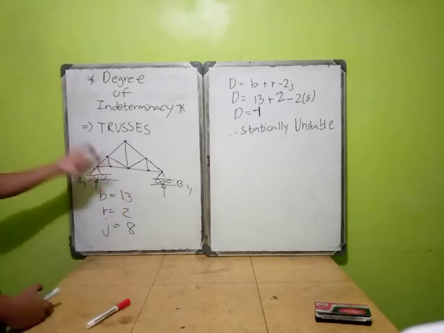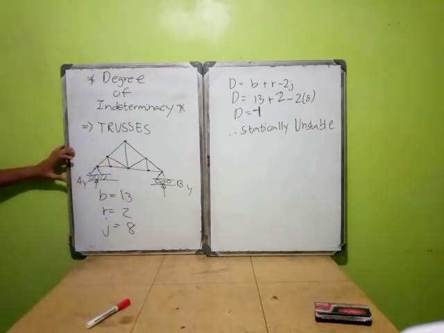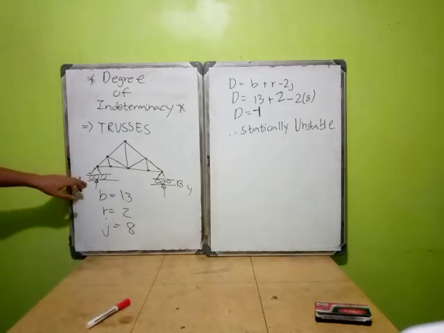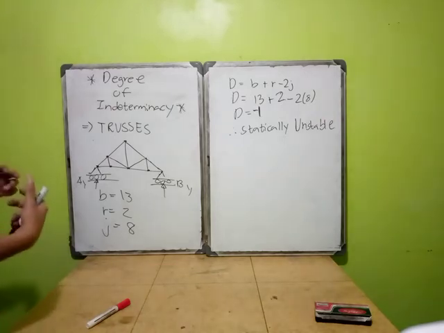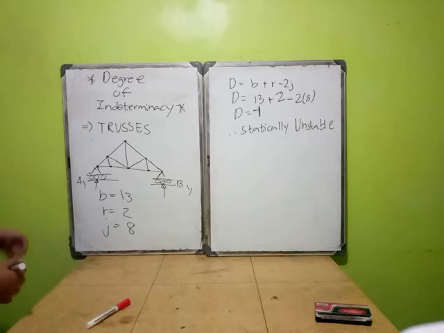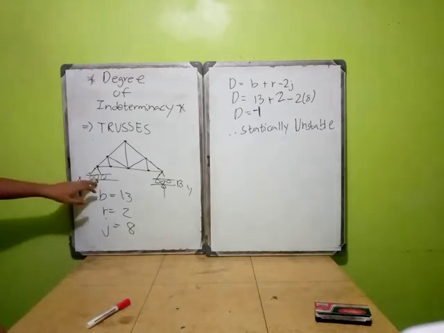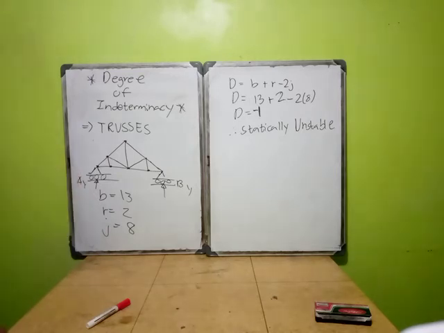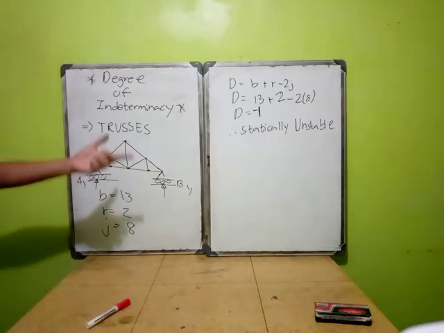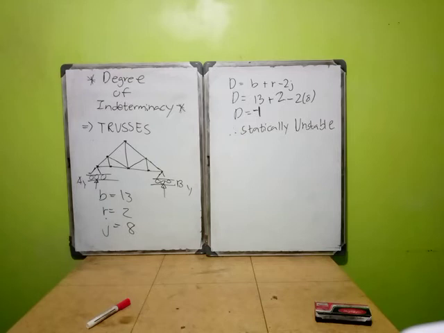And ideally, hindi maganda na yung truss mo sa ibabaw ng kisame mo is tumatakbo. Ibig sabihin, during a catastrophe, during a strong wind, or heavy load such as earthquake, or even at ordinary conditions, hindi to pwede. Hindi pwede yung tumatakbong truss. Okay? So, therefore, this is statically unstable.